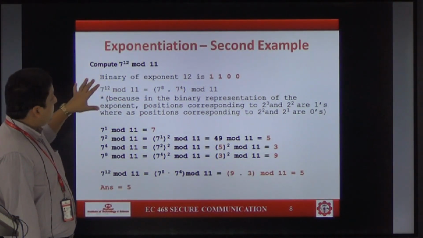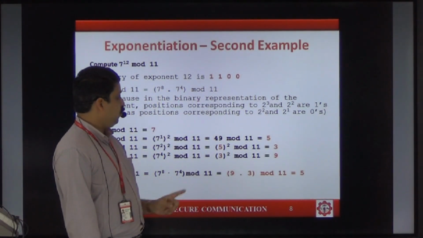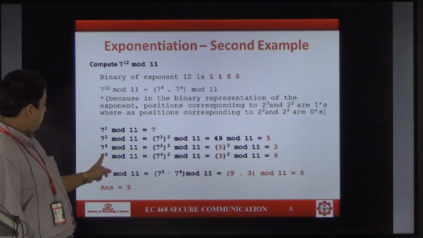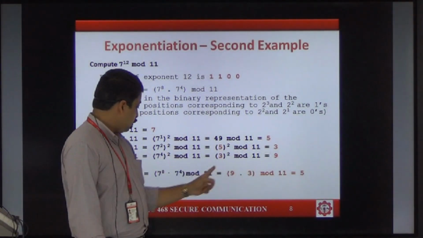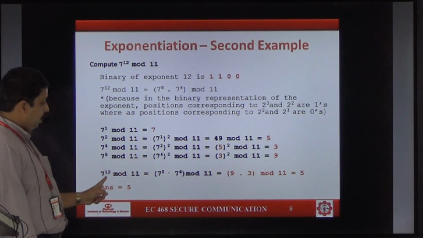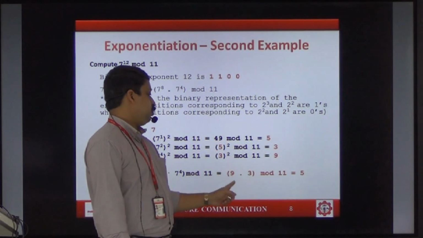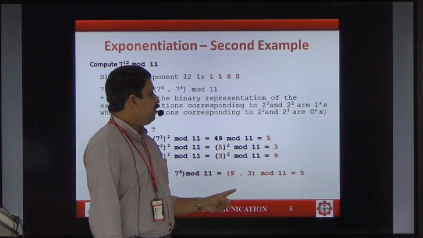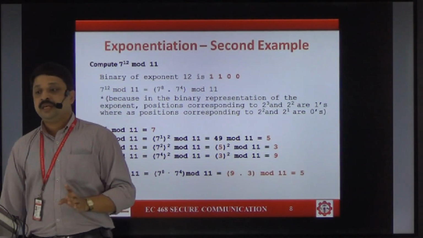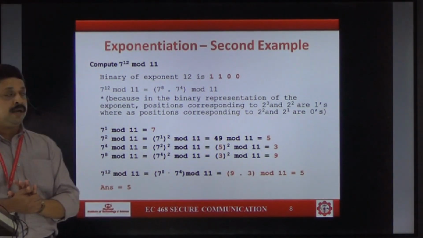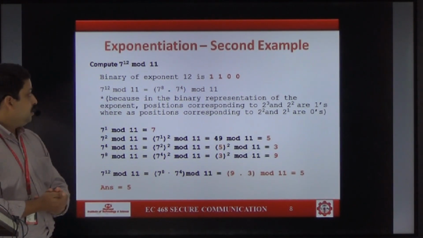Now in the binary representation we have two ones corresponding to 7 raised to 8 and 7 raised to 4. Now what are the values corresponding to 7 raised to 8? This value is 9 and 7 raised to 4 is 3. So to compute 7 raised to 12, we need to multiply these two terms and apply the modulus operation. So 9 into 3, and when you take mod 11 you will be getting the result as 5. So that is how we will be computing the exponentiation in RSA.